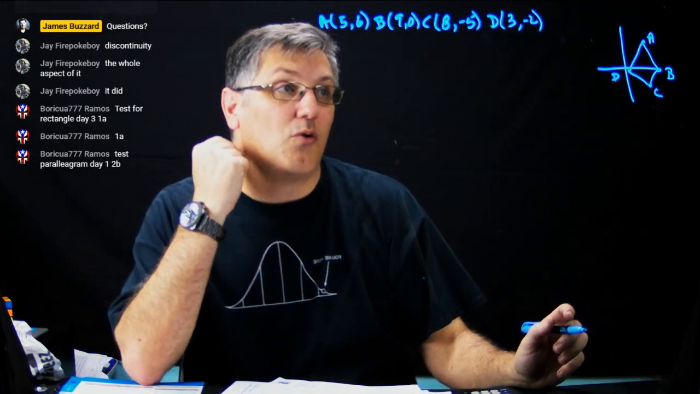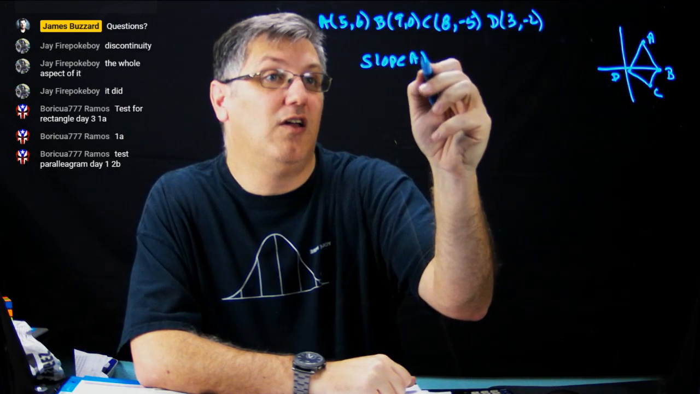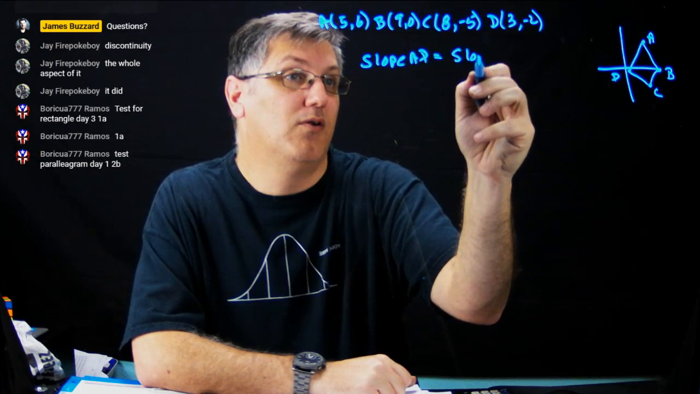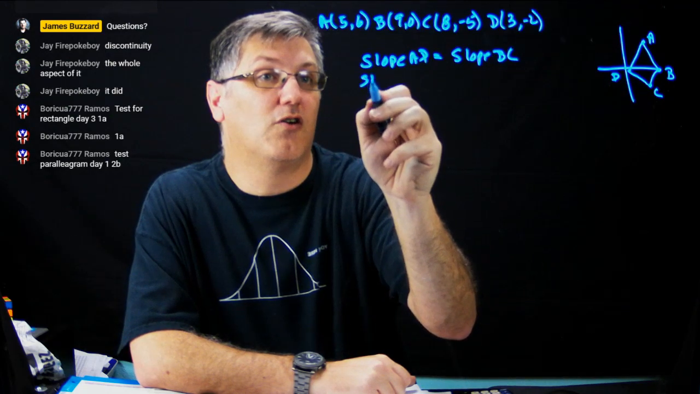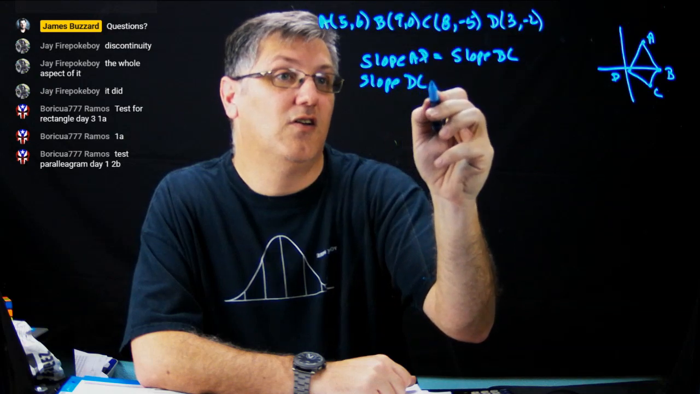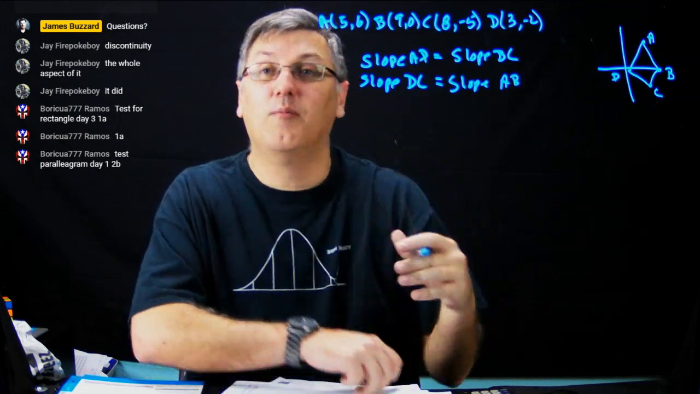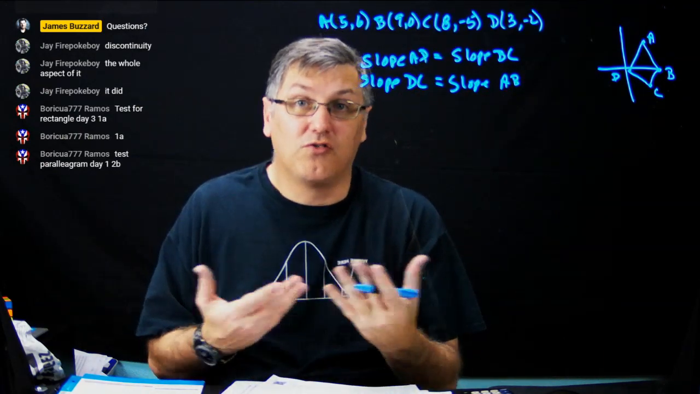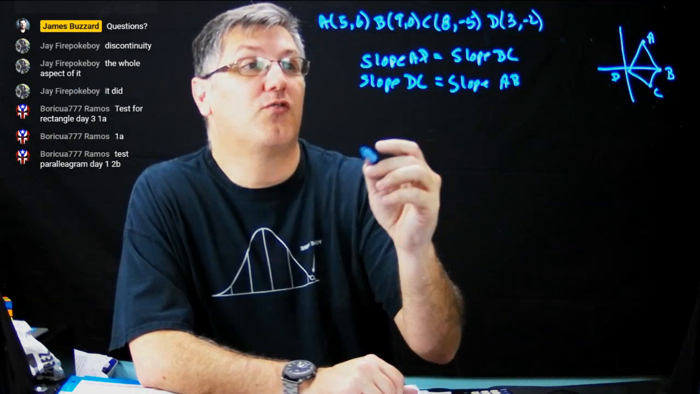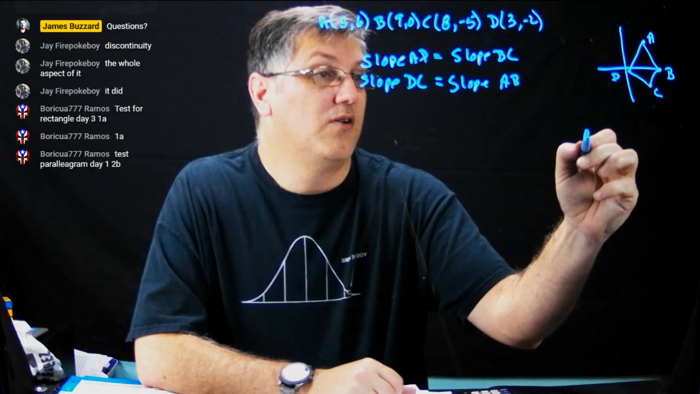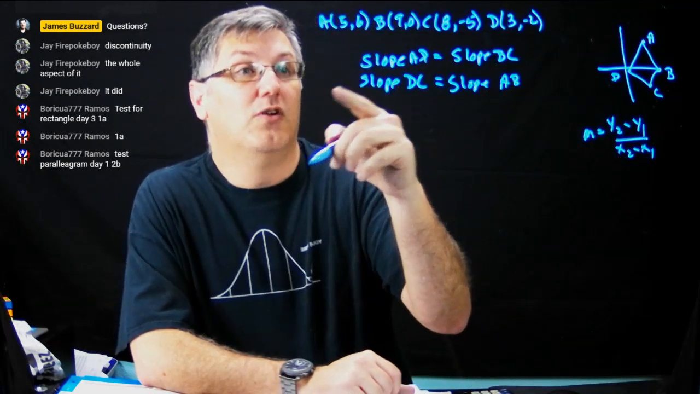Let's do the math. So what we need to know is the same idea. We want to know that slope AD equals slope BC. Also, we need to know if slope DC equals the slope of AB. So if these two statements are true, it's a parallelogram. If they're not true, it's not a parallelogram. All right, so we're really just looking for opposite sides if they're parallel. So let's do this. My slope formula is y sub 2 minus y sub 1 over x sub 2 minus x sub 1. So here we go, AD.